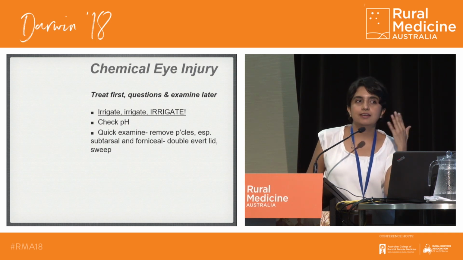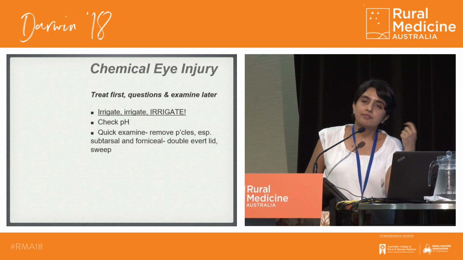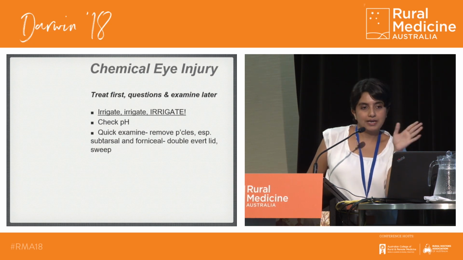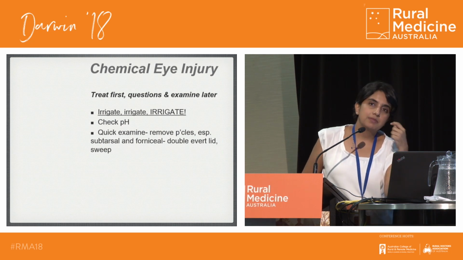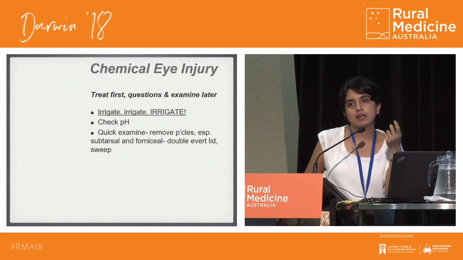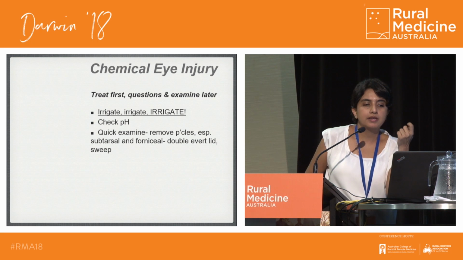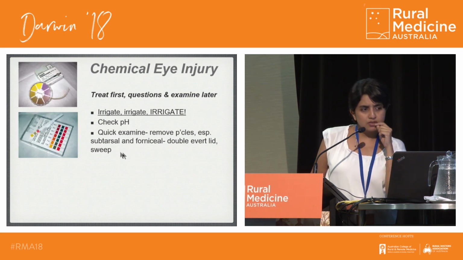So you irrigate is the principle of treatment. And after a bit of irrigation, then checking pH, and if the pH is not coming down quicker or getting back to normal quicker, then you evert the lids, make sure that there's nothing under the lids, like particles that could cause ongoing insult of chemical injury. Until you remove these particles, the irrigation is not going to be as effective as you'd want it to be. So pH can be checked.